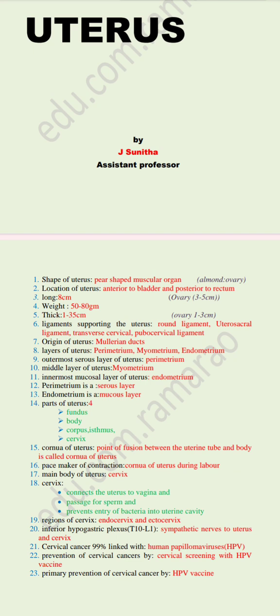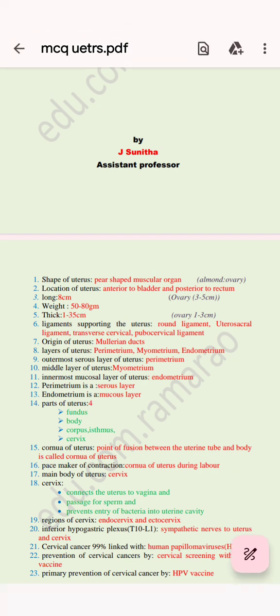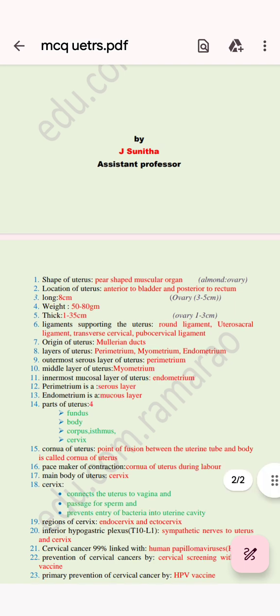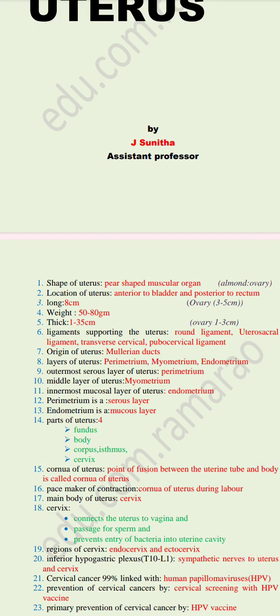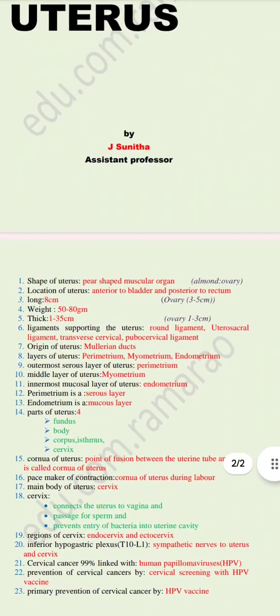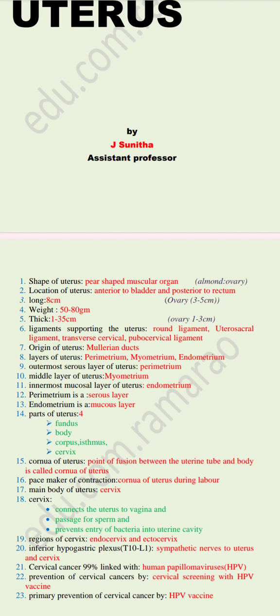posterior to the rectum. The length of the uterus is 8 centimeters, weight 50 to 80 grams, thickness 1 to 3.5 centimeters. The ligaments which support the uterus are the round ligament, uterosacral ligament, transverse cervical ligament, pubocervical ligament. And the origin of the uterus is from the Mullerian duct, and the layers of the uterus are perimetrium, myometrium, endometrium.